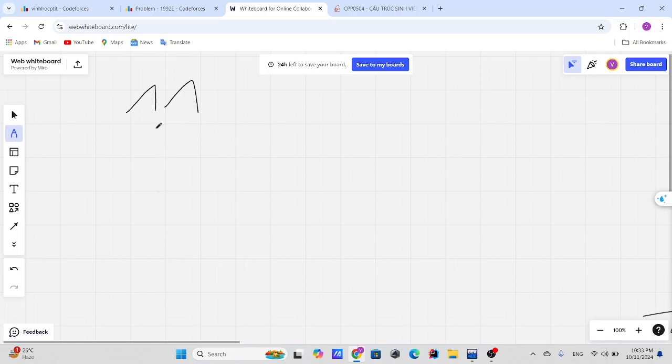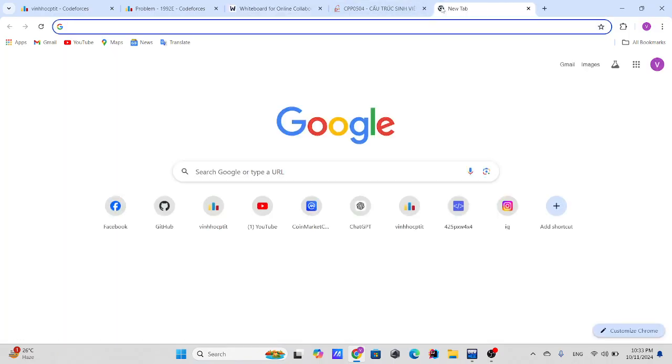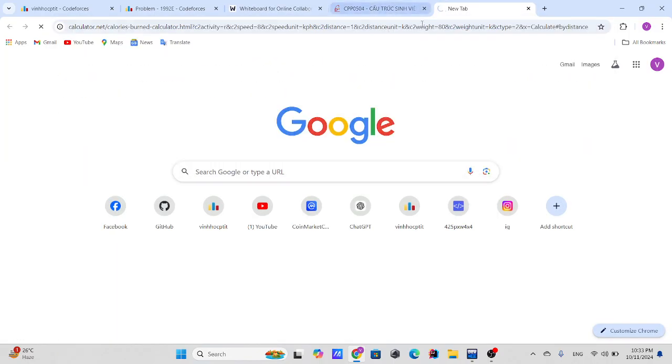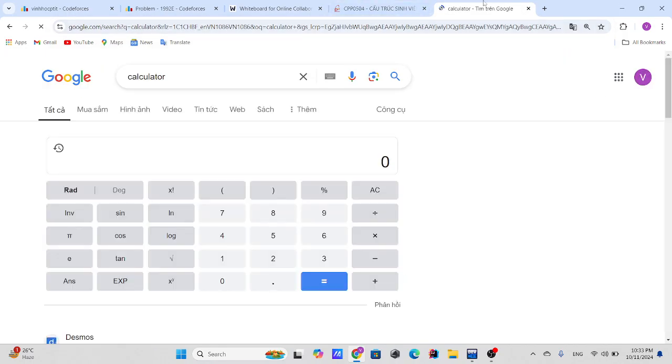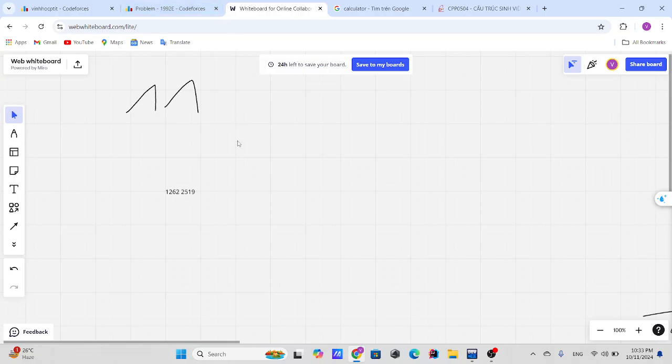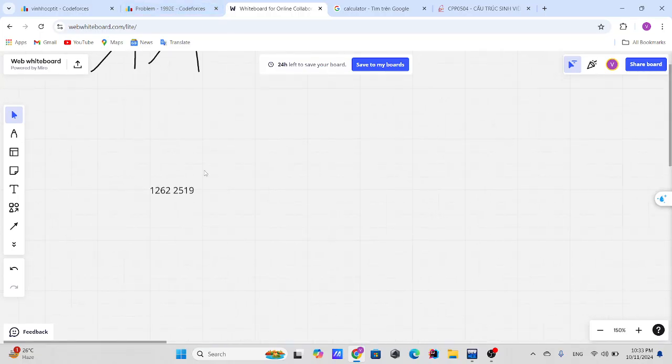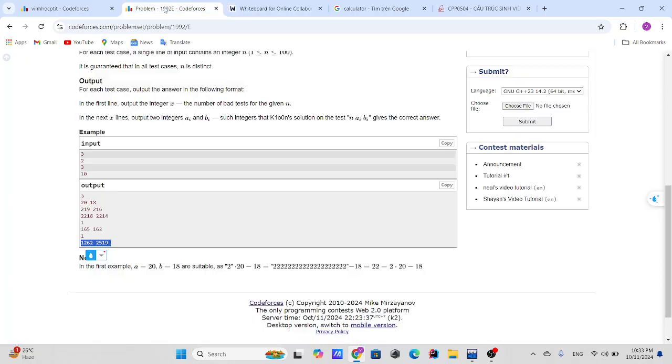I currently don't have a hand calculator by me right now because I left it in my room and I'm now in the living room. So let's just use the online version of the calculator.